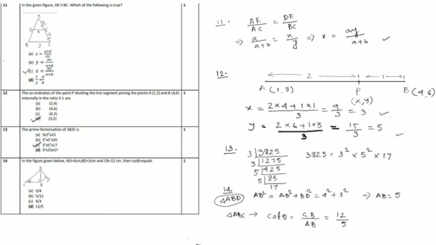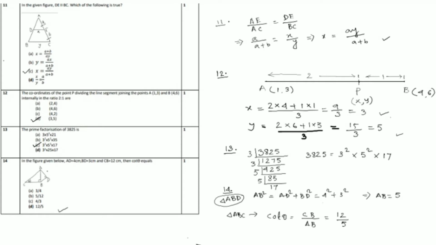In the figure given below, AD is equal to 4 centimeter, BD is equal to 3 centimeter, CB is equal to 12 centimeter. Then cot theta is equal to what? 3 by 4, 5 by 12, 4 by 3, or 12 by 5. Here you can see there are two triangles formed. Okay. From the first triangle, that is from triangle ABD.